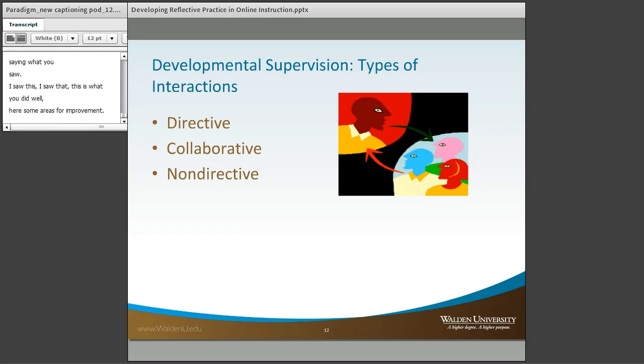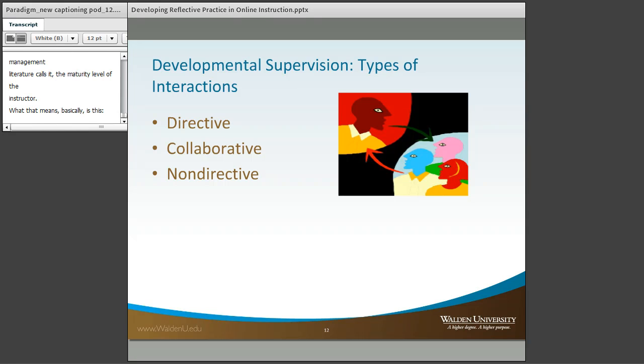The collaborative approach is more back and forth, talking with the faculty member about why they made certain decisions. Not that the directive is bad, but a collaborative approach engages both people more in the conversation. And a non-directive approach really has the person you observed doing most of the talking. Now, Glickman says you decide which one of these you use based on what he calls, and the management literature calls, the maturity level of the instructor.